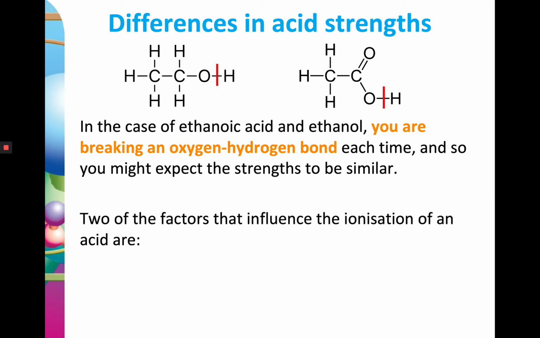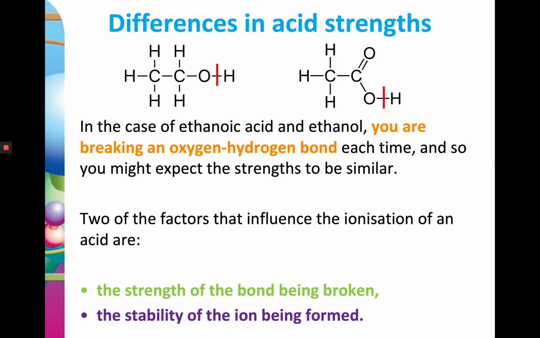So there are two factors that influence the ionisation of an acid, that dissociation. One is the strength of the bond being broken, which is not a surprise given that it's breaking that bond that is the dissociation. But something else that you might not have considered, another factor, is the stability of the ion that's being generated or formed. So both of those factors are in play when we're trying to gauge how strong an acid is, or if we're trying to understand the difference in the strength of two carboxylic acids.